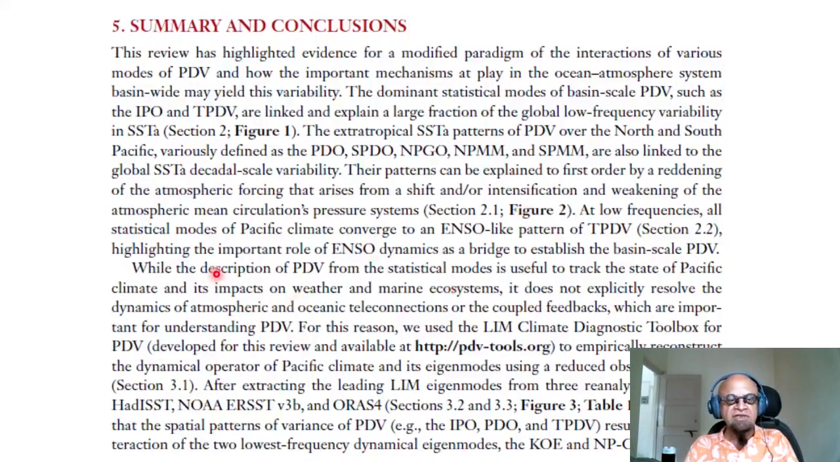At low frequencies, all statistical modes of Pacific climate converge into an ENSO-like pattern of TPDV, highlighting the important role of ENSO dynamics as a bridge to establish the basin scale PDV. So to the extent that there is always a trade wind system, there is always upwelling in the east and warm pool in the west, and there is always recharge discharge. Can you have recharge discharge at interannual timescales with ENSO and a decadal timescale recharge discharge, which is related to these interactions that we are talking about?